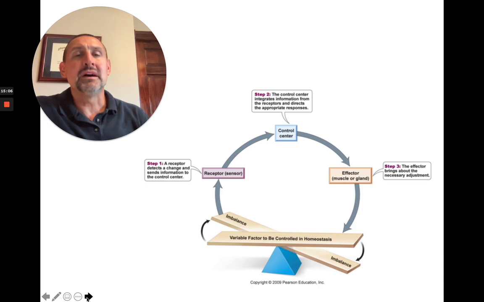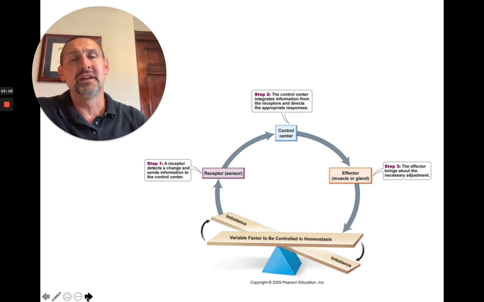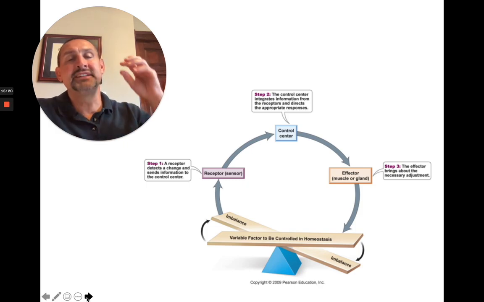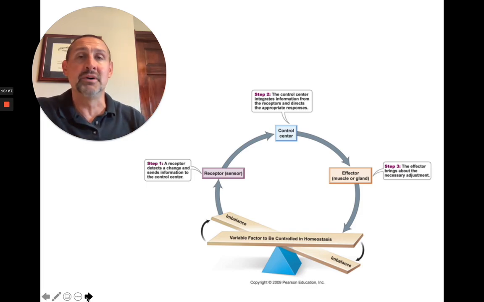Body systems help maintain homeostasis. Homeostasis just means keeping the internal environment the same. Anytime there's an imbalance, that's picked up by a receptor. Normally those are your senses. The receptor then sends a message to your brain. Normally that's the control center. The control center sends a message to an effector, a muscle or gland, to correct whatever the imbalance is.